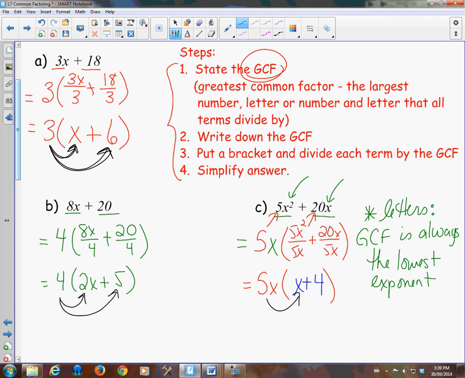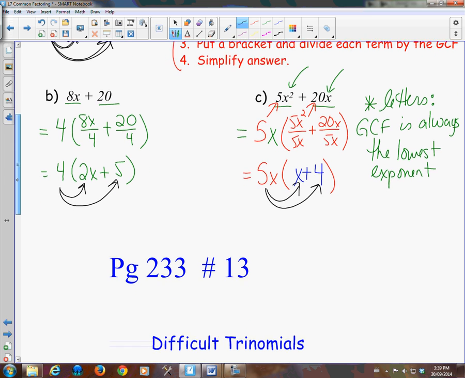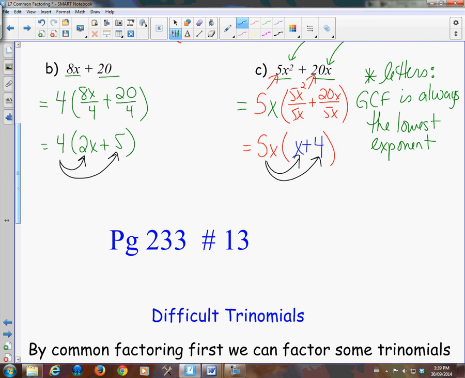5x times x is 5x squared. And 5x times 4 is 20x. So we're good. Common factoring. Get the greatest common factor, divide by it, and write down your answer in brackets. So you should stop the video, do page 233, number 13.